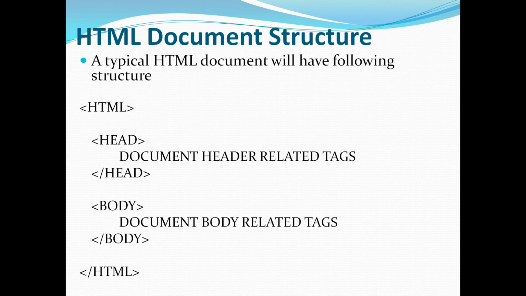So there are two parts inside the HTML document: one is the head part, the other is the body part. The head part is mainly used for writing the coding. The body tag is mainly used to design the web page. Remember, there are two parts: the head part is mainly used for coding, and the body part is mainly used for designing the documents.